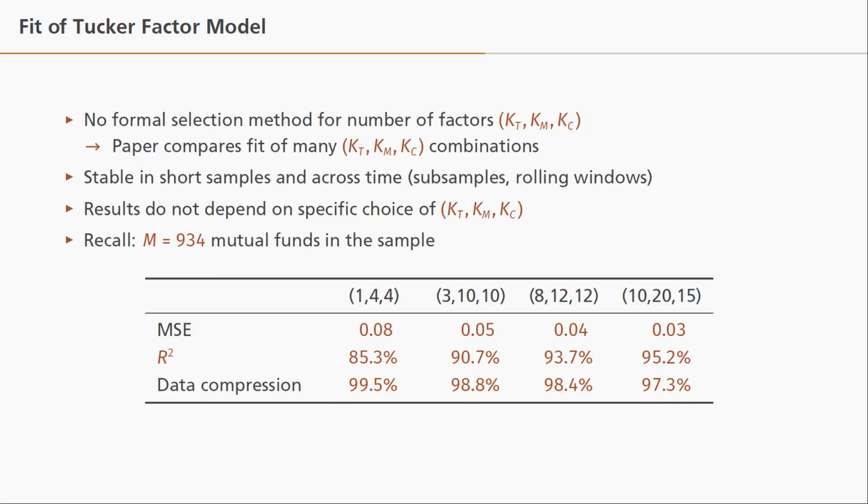So these models here capture over 90% of the variation in the data, while having compression ratios on the order of 99 or 98%. Okay. So these are mutual funds.